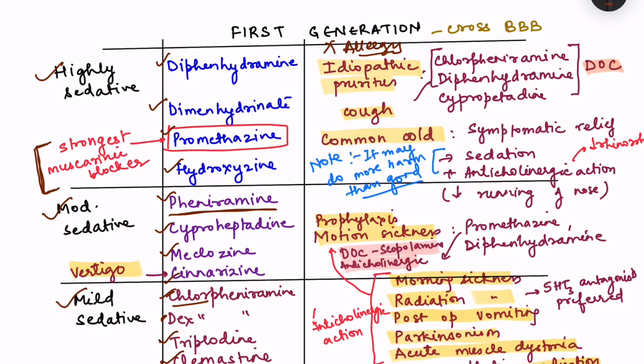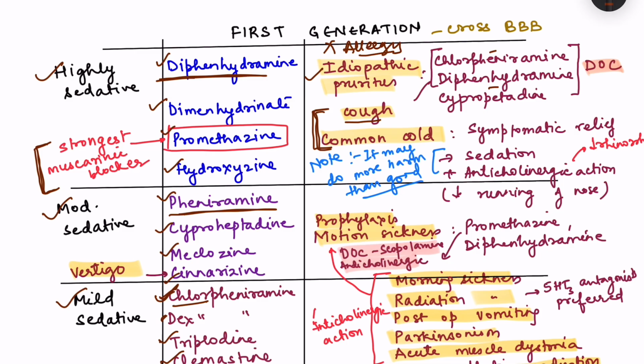First generation antihistaminic drugs are used for other uses. One is idiopathic pruritus, where we use chlorpheniramine and diphenhydramine. Diphenhydramine is this, right? And chlorpheniramine, which is mildly sedative. And in idiopathic pruritus, yes, they will block the H1 receptor on the sensory nerve endings. That is one thing. Second thing, because of their sedative effect as well, they are useful. Then we have their use in cough and common cold.